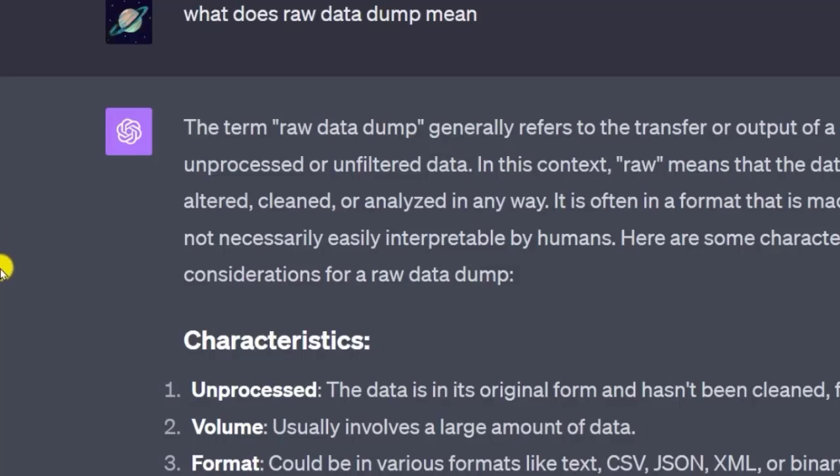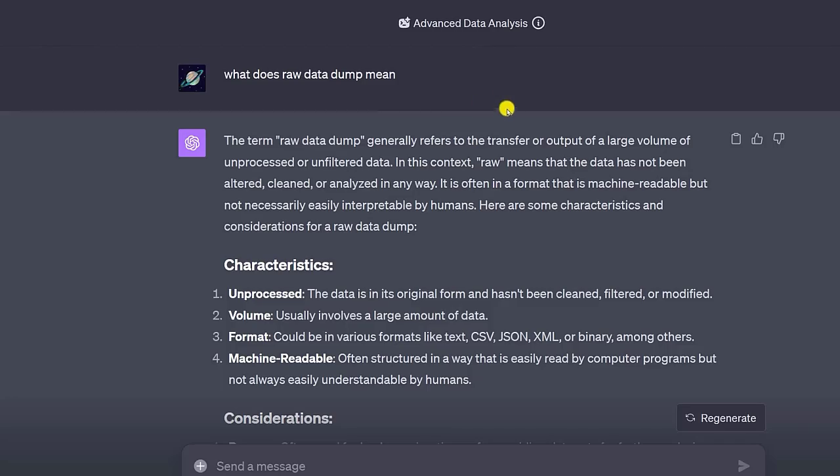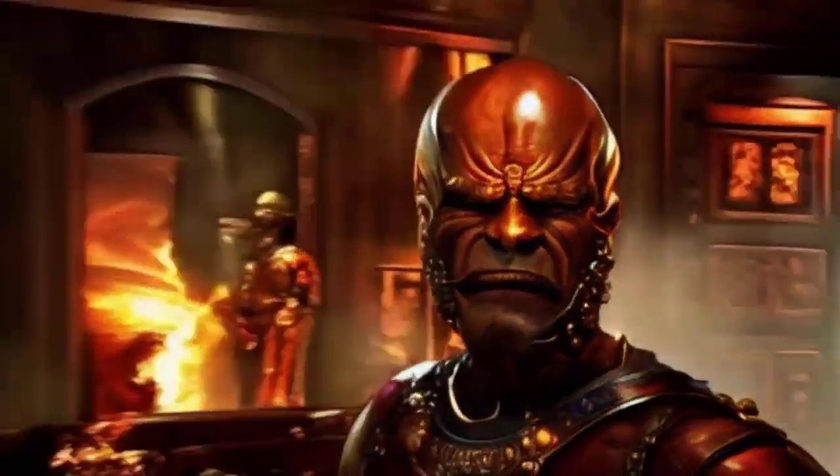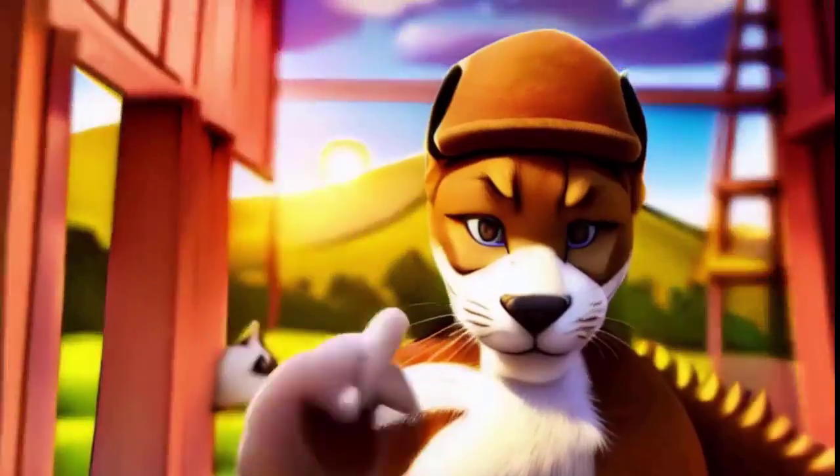When you're working with people in tech, you'll hear this term, raw data dump. It will usually refer to just taking the massive amounts of data you've collected and taking it unprocessed or unfiltered, raw, often used for something like backup or migration.